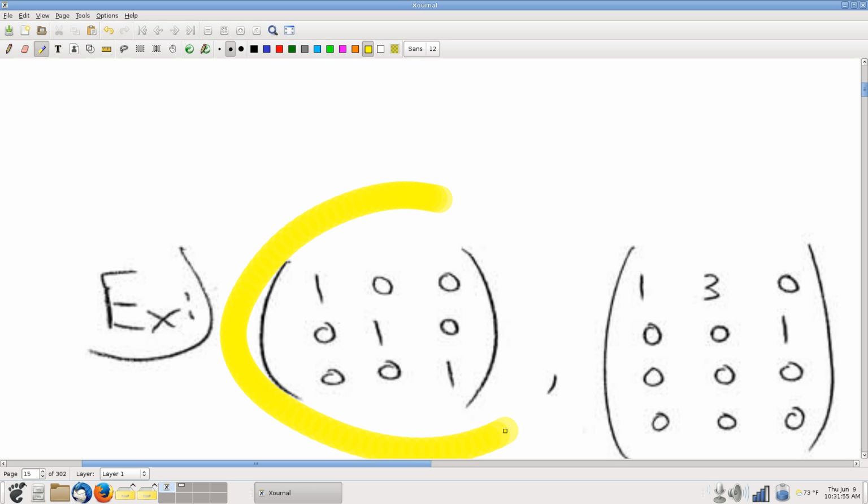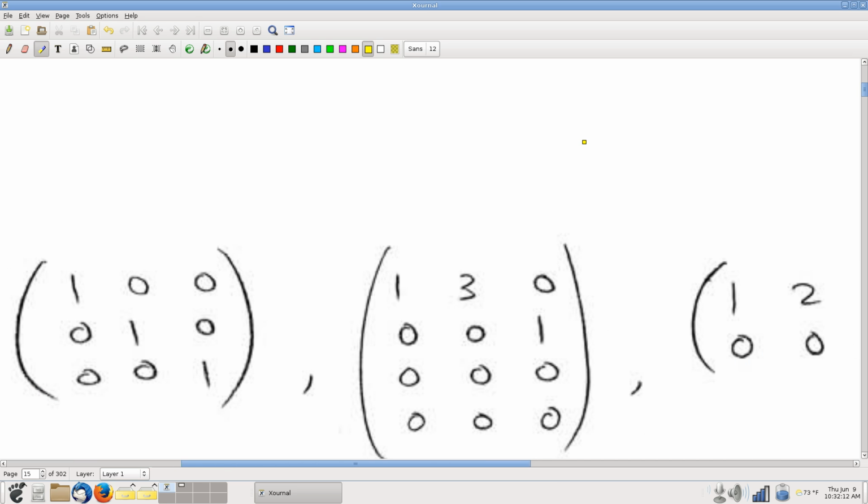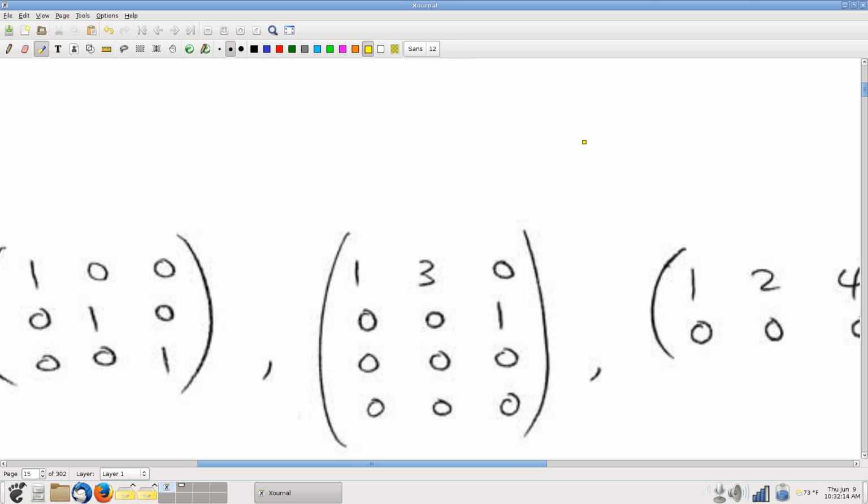So this matrix is in reduced row echelon form. You'll notice this is a familiar matrix to some of you who might have seen the thing called the identity matrix. So conveniently, the identity matrix is in reduced row echelon form. It's important to realize that it's not always the identity matrix. Plenty of other matrices are in reduced row echelon form.